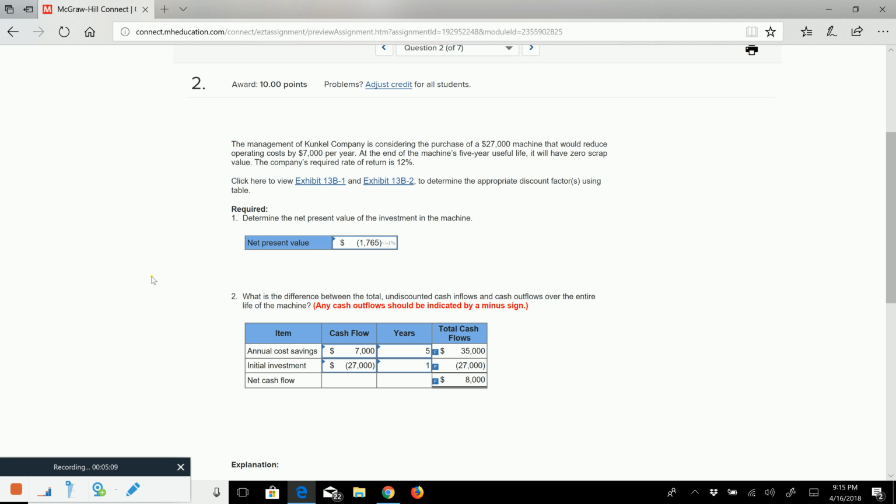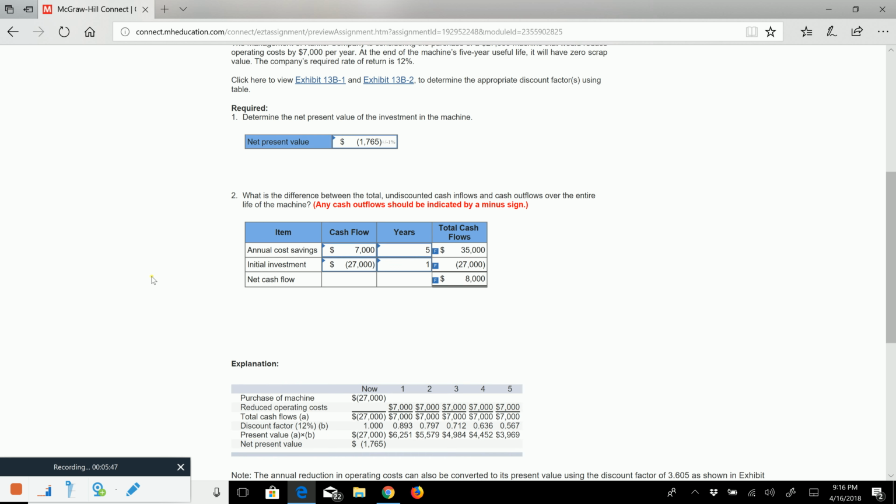Once again, if we purchase this, it's going to be $27,000 up front, and for 5 years, we should be able to reduce operating costs by $7,000. Now, ignoring the time value of money, you say to yourself this: I will be able to save $7,000 a year for 5 years, or $35,000. And by saving $35,000, I need to spend $27,000 now. So ignoring the time value of money, you say, heck yeah, I'll spend the $27,000 so I can save $35,000. But that would be the wrong analysis.